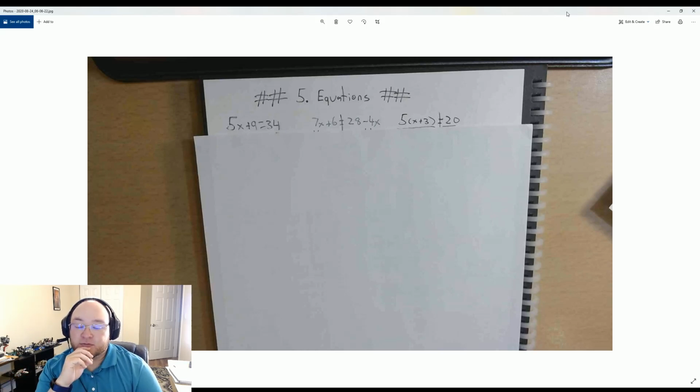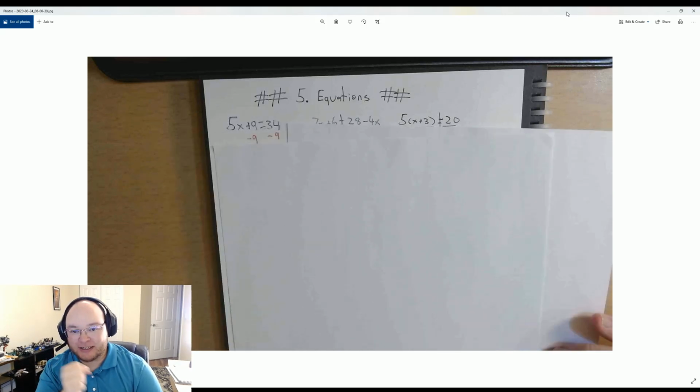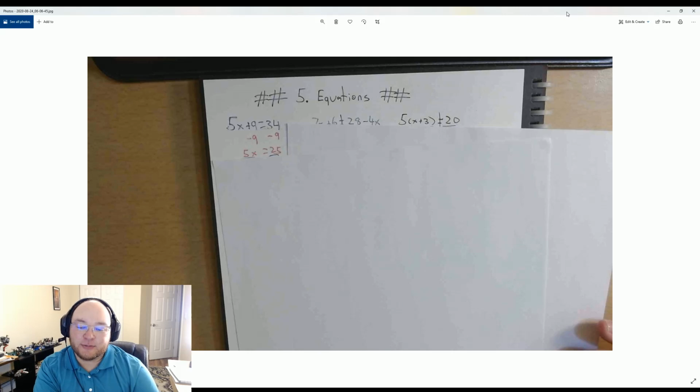So on the first one, to get that x by itself, we've got to get rid of that plus 9. Hopefully you remember that you always do the opposite. So the opposite of plus 9 is minus 9. So we subtract 9 from both sides. We get 5x equals 25.